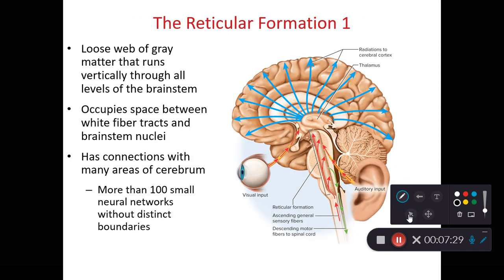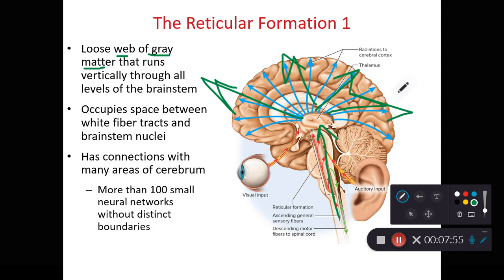As we're looking at the reticular formation, our reticular formation is going to be a web of gray matter. And this web of gray matter is going to run through all levels of the brainstem. So it's going to extend vertically through the brainstem. And then once it gets to the thalamus, it's then going to radiate outward to many different areas of the cerebrum, or the gray matter of the cerebrum. It has connections to many areas of the cerebrum.